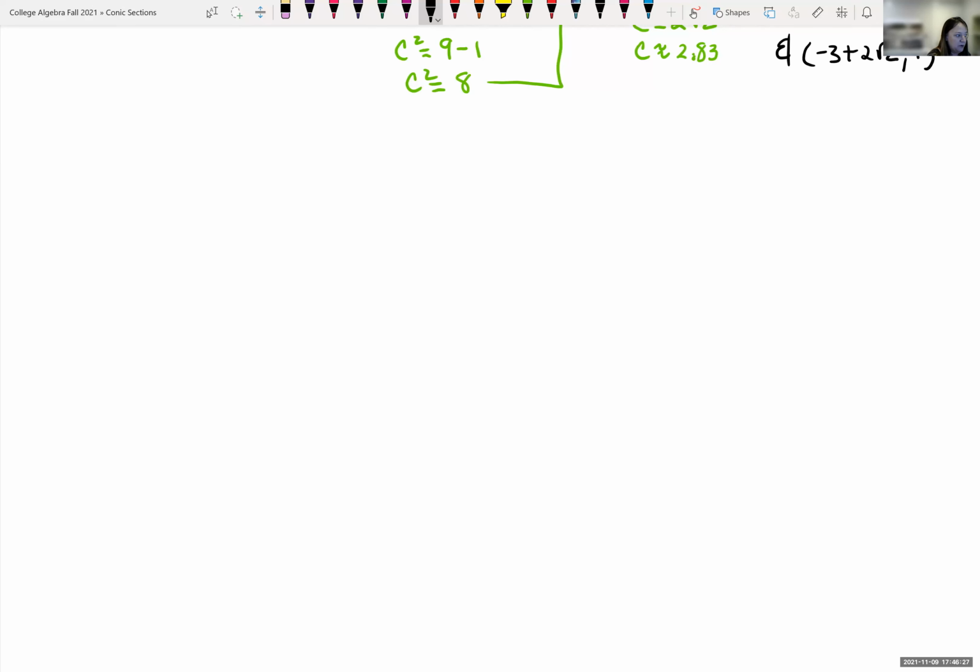So for example, if you were given that the vertices were 4,3 and 4,9, and you were given that the focus was 4,8, or one of the foci is at 4,8.